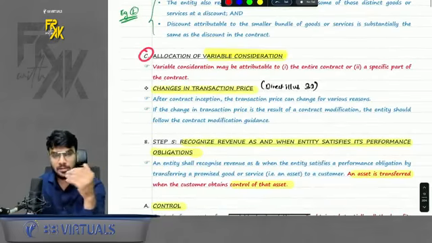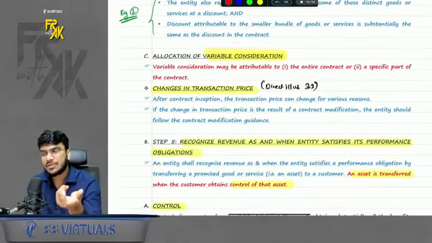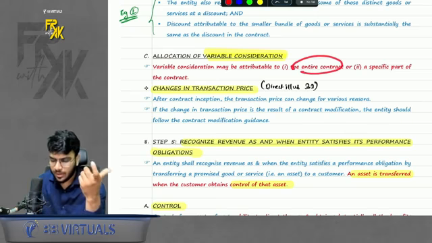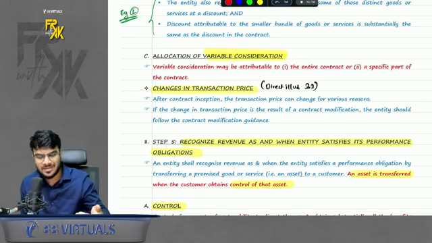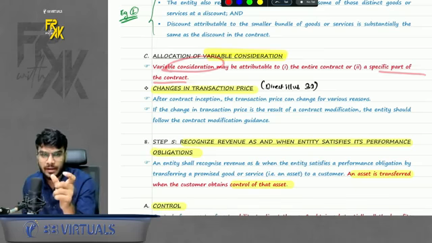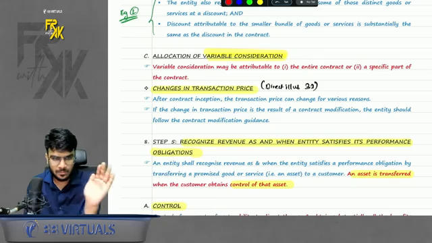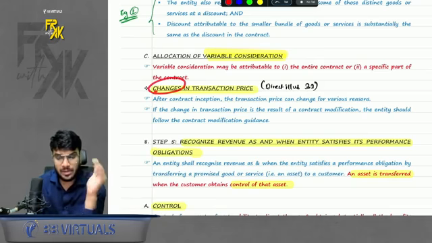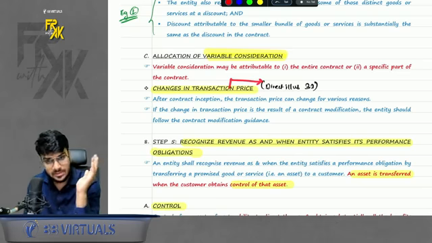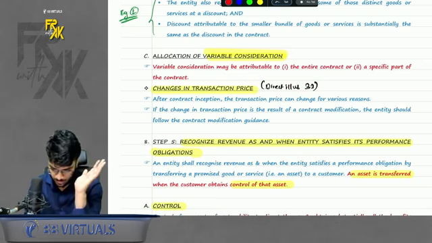Acha, one more point is there. What if there is any variable consideration? Just check variable consideration is promised on which product. If it is promised on entire contract, allocate in the ratio of SSP in entire contract. If it is promised only on a specific part of the contract, on a specific performance obligation, allocate only in that performance obligation. Simple. Okay. Last point in step number 4 is changes in transaction price. What if there are any estimate changes in transaction price? For this we have 32, which I will revise. Don't worry about it. Achha.